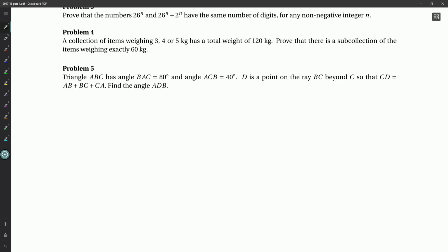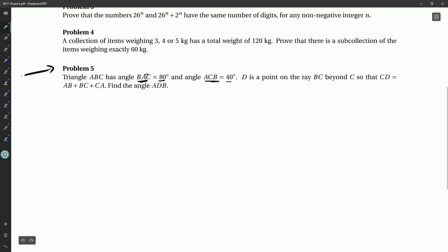We're looking at our last problem, problem number 5, on our 2018 Alberta High School Contest Part 2. Triangle ABC has angle BAC equal to 80 degrees and angle ACB 40 degrees. So we might try and draw this triangle before we go any further.